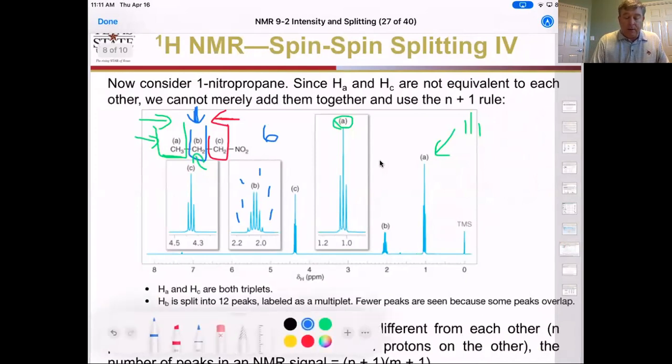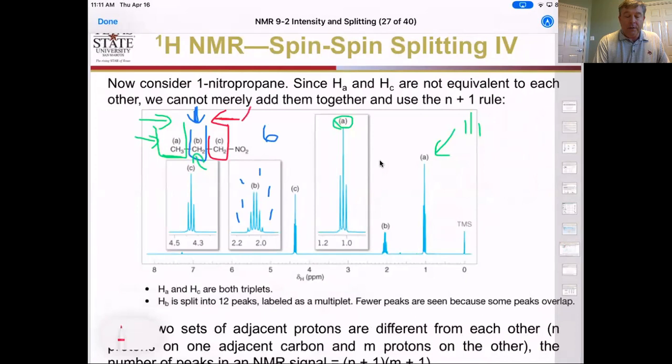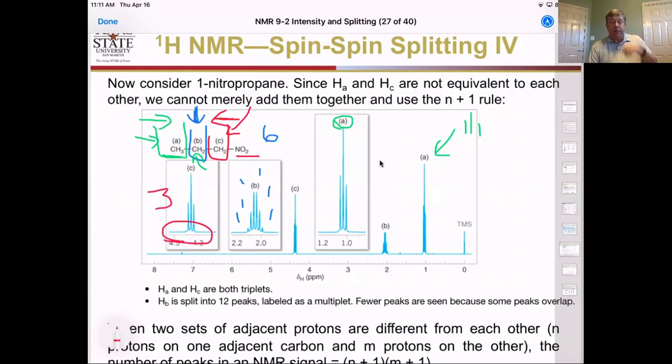Now let's look at our last carbon here, the hydrogens on our C carbon. We have no hydrogens to this side, so we don't have to worry about that. We have our equivalent hydrogens, so we get 1 peak, and then we have 2 hydrogens next to it. So we have our 1 peak plus 2 peaks gives us a total of 3, which means our last peak here should give us a triplet, and that's what we see in our highest peak here.